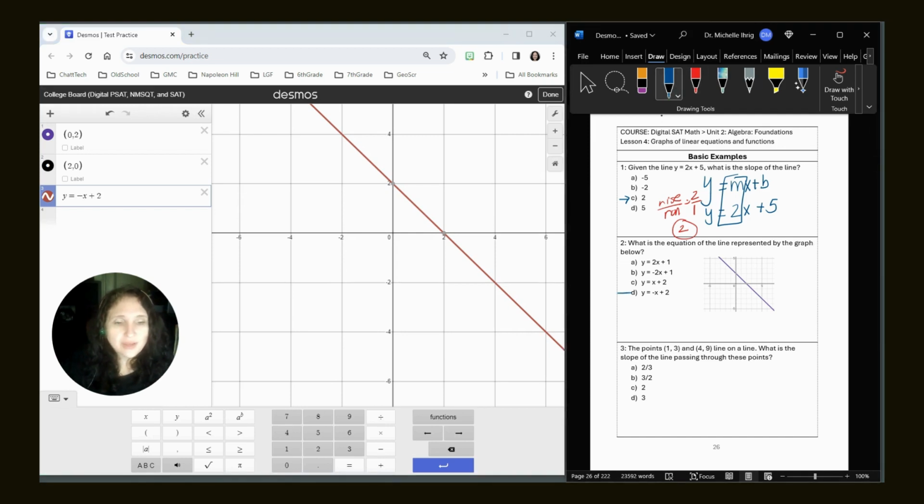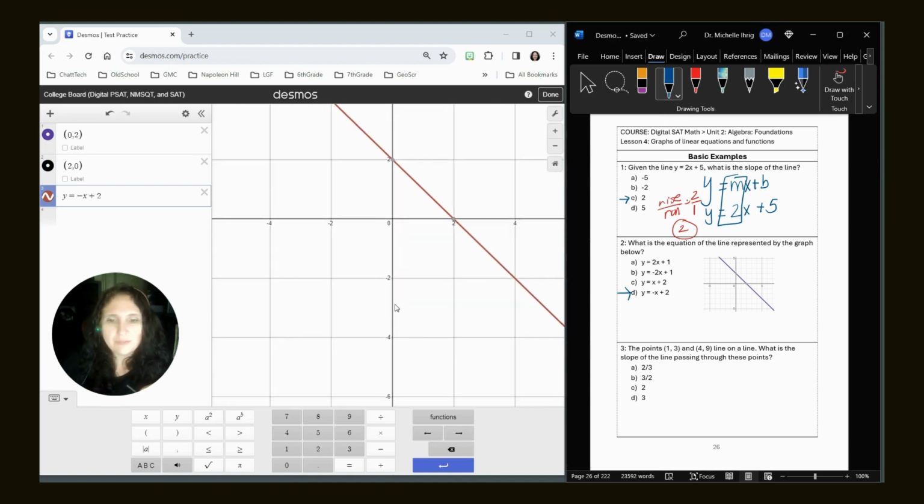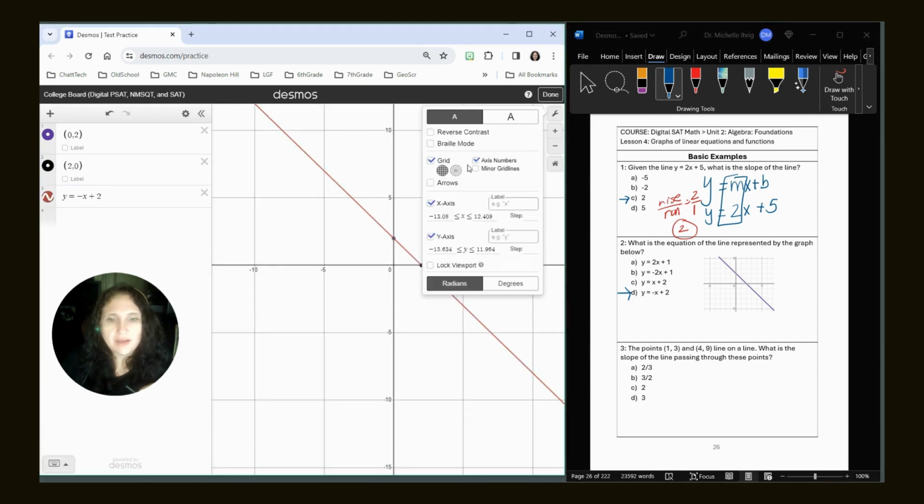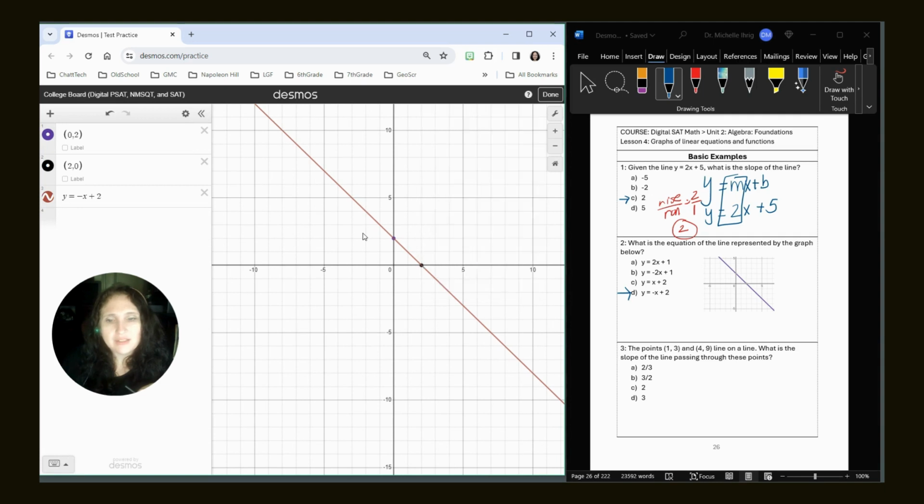I do recommend that if you have questions where you have to compare, if you can find a couple points on the graph that they give you, to just type in the coordinates into Desmos, it'll make it a lot easier to see if it actually matches up for you. All right, I am going to click here and put back on my minor grid lines because I like to look at them.